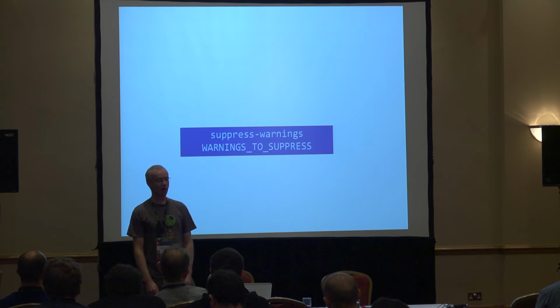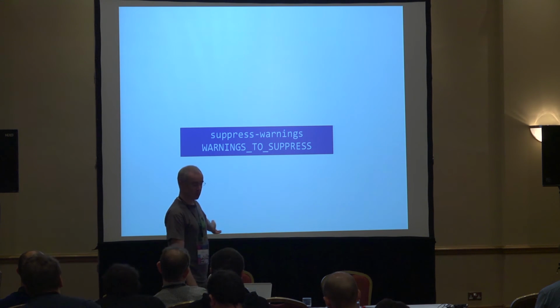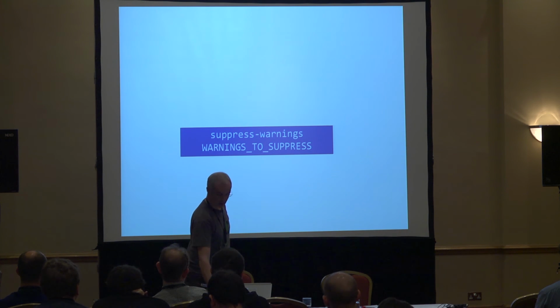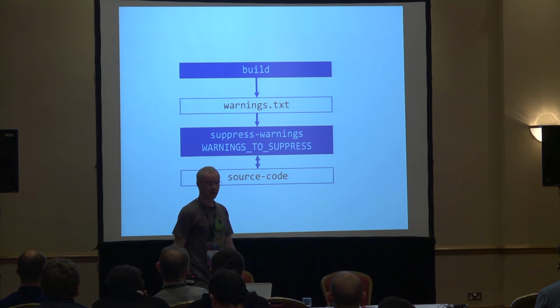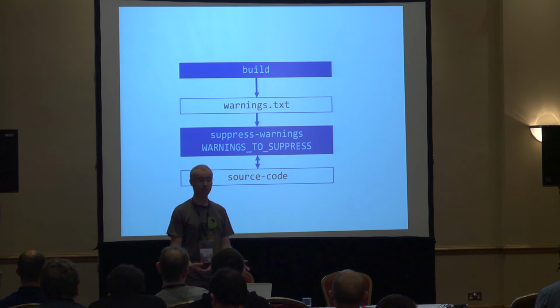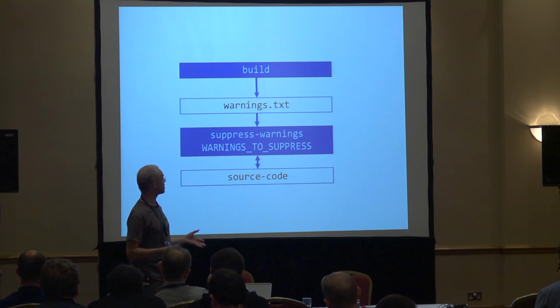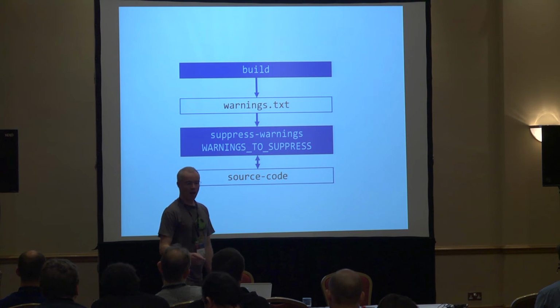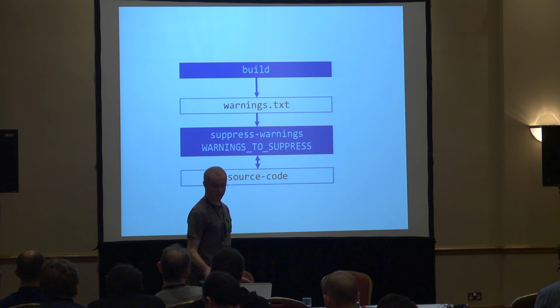Okay, so we have another script called suppress warnings, and you give it a list of warnings to suppress, and you give it your source tree, and you give it the warnings. And that's it. You can now suppress these warnings on a case-by-case basis across your code base. And again, make sure it's a non-incremental build before you do this.